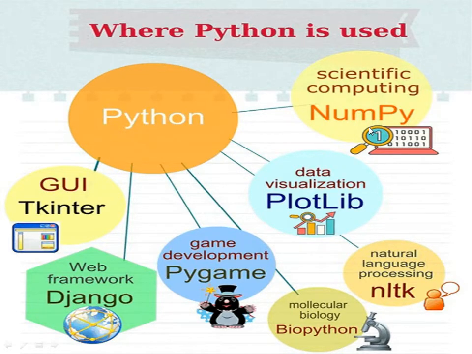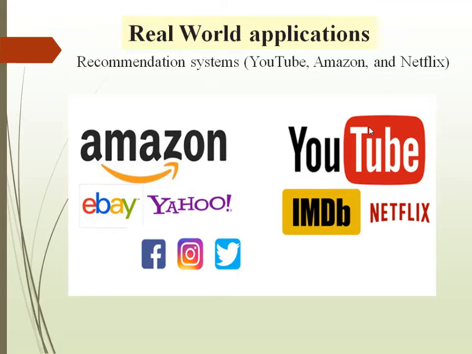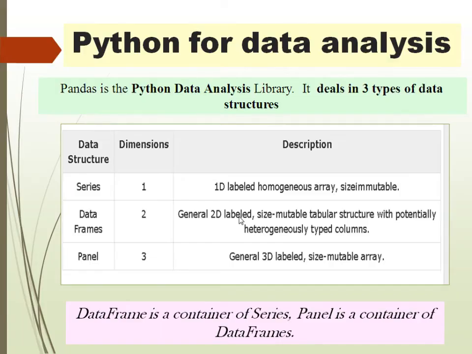See, these are all Python libraries or modules. Next are the real world applications. You know guys, in YouTube, Amazon, Netflix, Yahoo, eBay, Facebook, in everything Python is used nowadays. These are all recommendation systems and we are using Python for better results. Now let's start with the programming part.